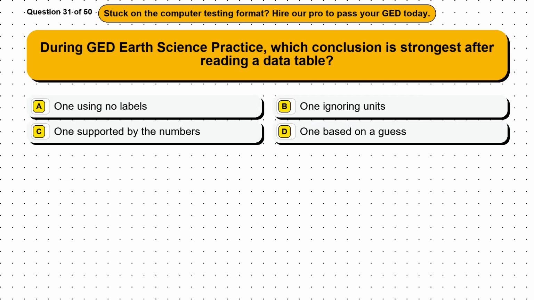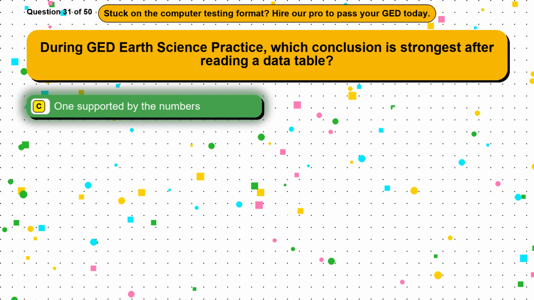Question 31. During GED Earth Science Practice, which conclusion is strongest after reading a data table? Option A, one using no labels. Option B, one ignoring units. Option C, one supported by the numbers. Option D, one based on a guess. The correct answer is option C. One supported by the numbers.